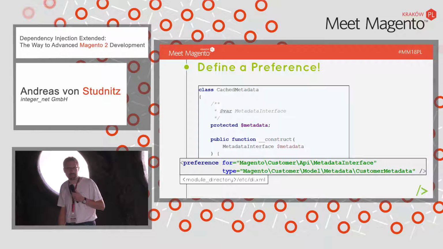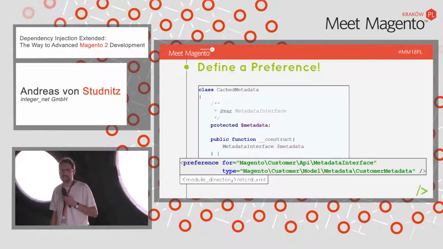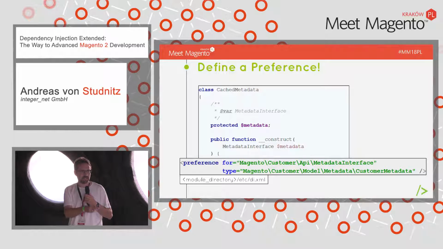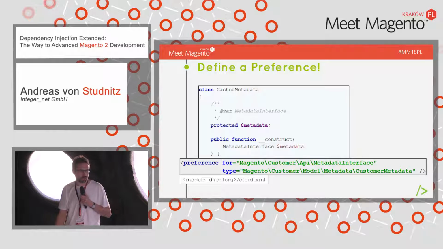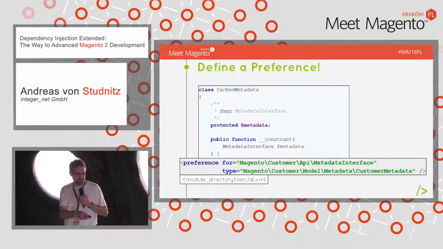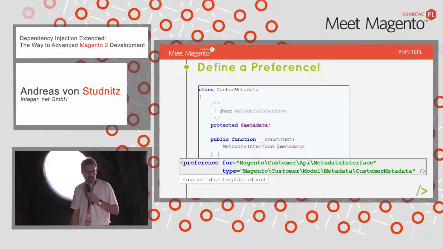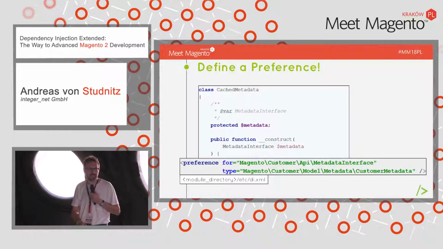Instead, we are using preferences. And preferences are for telling Magento, for telling the object manager which class to use instead. So in this example, if we have that metadata interface as a constructor parameter, Magento 2, the object manager knows that I want to use the Magento customer model metadata customer metadata instead. This comes in the di.xml file, which can be in every module of Magento 2. And this is why you can inject an interface, and Magento still knows which class to instantiate directly.